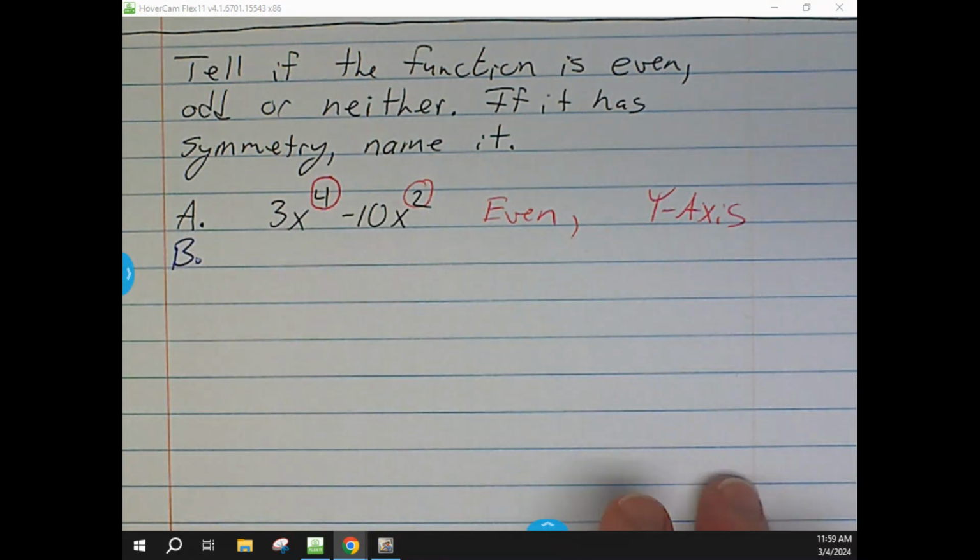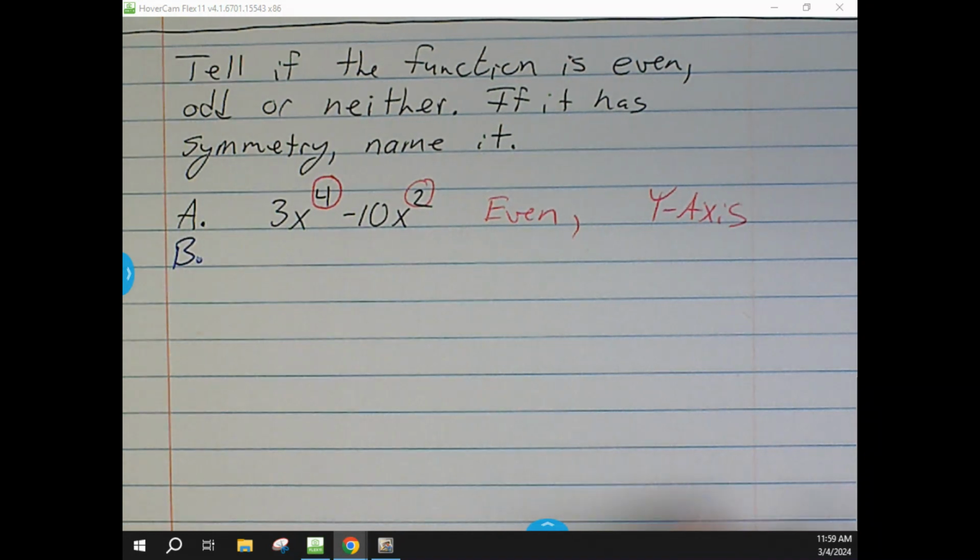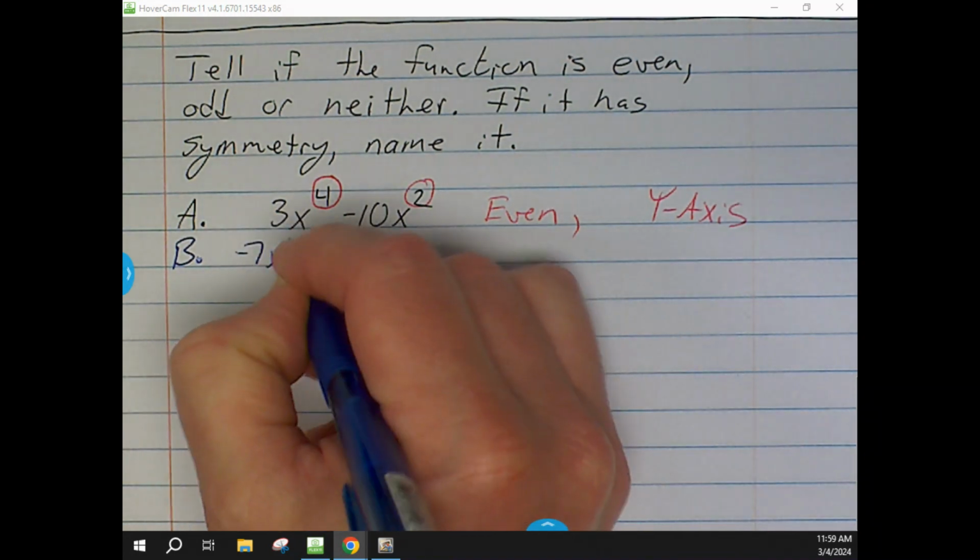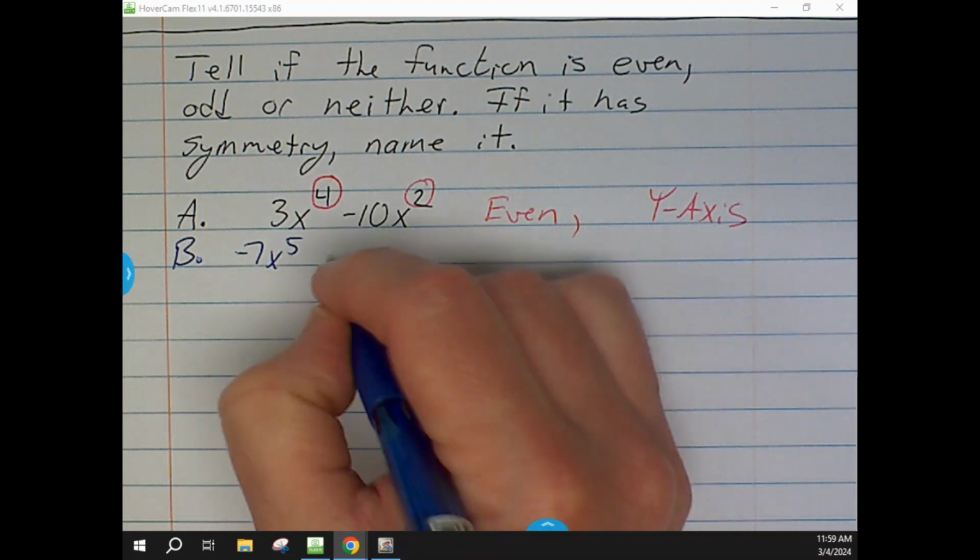Okay, and somebody's thinking, well, that's pretty easy. Yeah, and for these, it should be that easy. Just look at the powers, look at your exponents, and that's all you got to worry about.